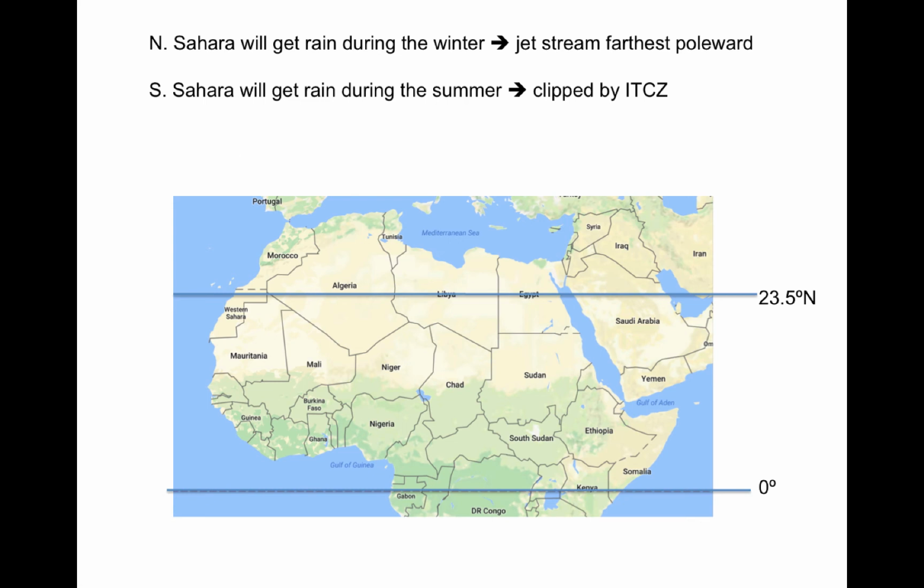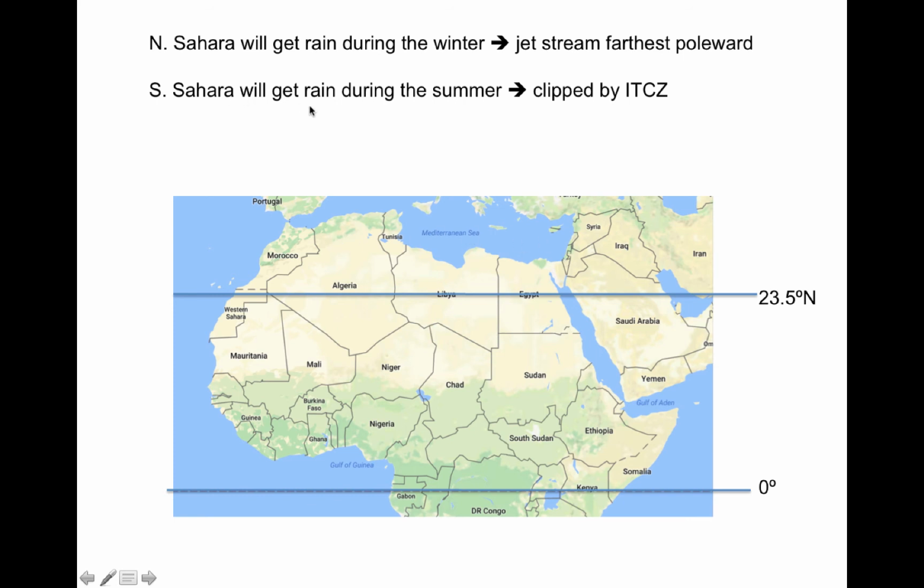So remember, the jet stream follows the temperature gradient. The temperature gradient heads down further equatorward during the winter, and then it heads northward towards the pole during the summer. So the jet sags south during the winter, and it can clip the northern part of the Sahara with extratropical cyclones associated with the jet stream at that time. So that's when they're going to get their rain, if they get any at all.